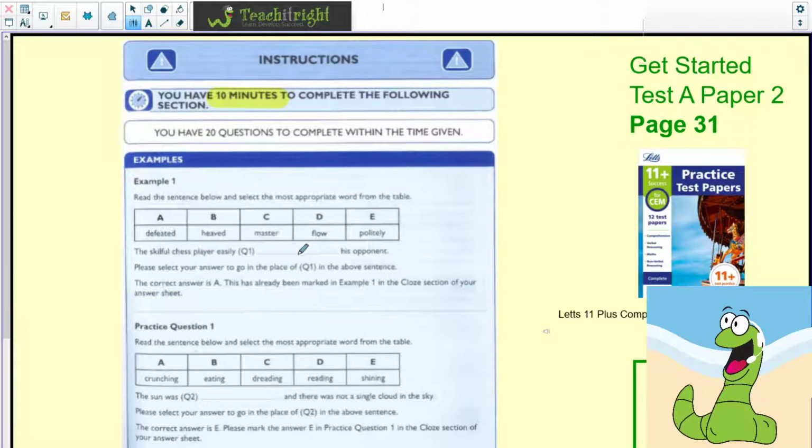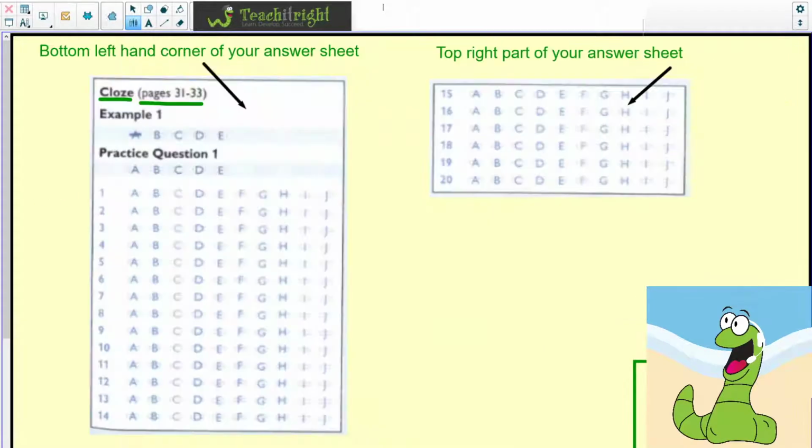Now, they've just given you one sentence, but of course you'll have a series of sentences. The words that we need to choose from are going to be at the top. So we've got: the skillful chess player easily something his opponent. Well, the answer to that question is defeated. So we would need to put an A in there, and on your multiple choice sheet, you would mark it down as A. Now this example has actually already been done for you. Here we are. It's been marked as A already.